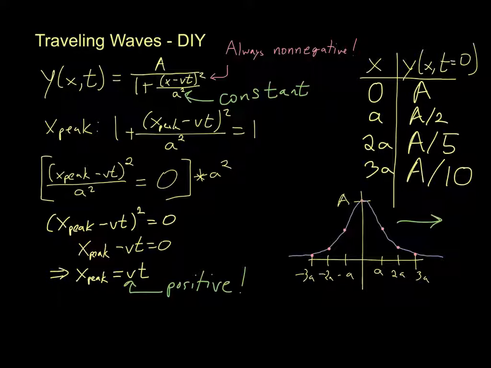And indeed, you could try this again with x plus vt in the denominator instead, and you would get x equals negative vt, and the wave would travel to the left.